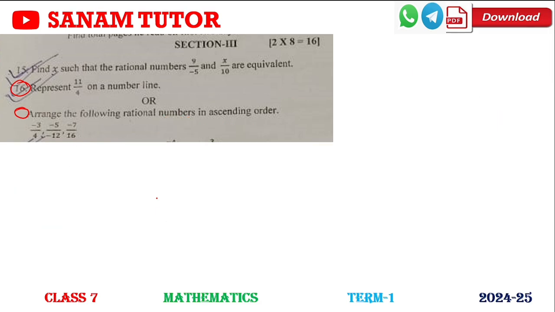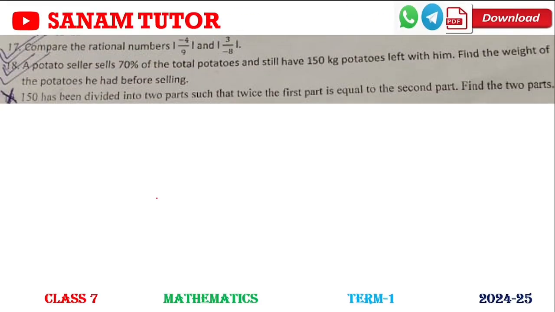Okay. So coming to the next question. Compare the rational numbers. The first question is the absolute value of minus 4 by 9 and the absolute value of 3 by minus 8. So what does absolute value mean? We write only the number except the sign, that is 4 by 9.